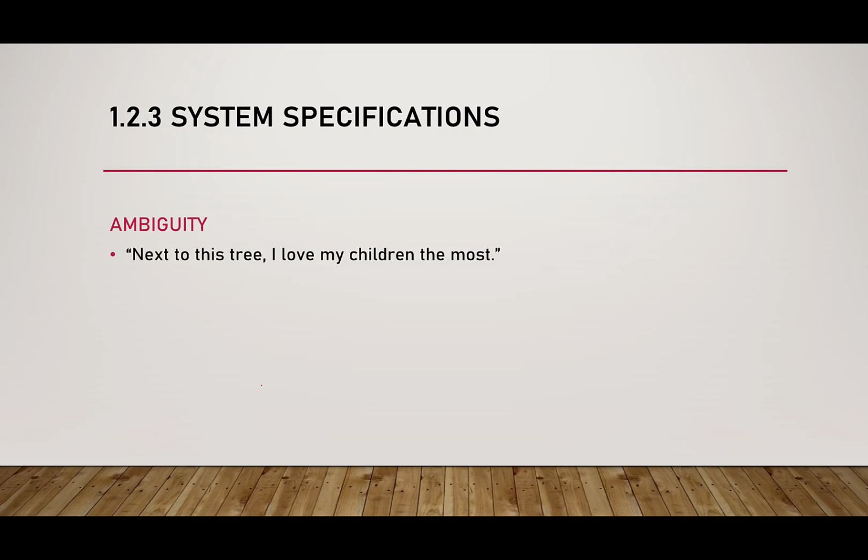Next to this tree, I love my children the most. Now I want you to just pause for a minute and think what that could possibly mean. There's more than one interpretation to what that could mean. Maybe this is a tree that whoever's speaking here just loves more than anything, right? Other than this tree, I love my children the most. It could mean that. I think we'd all agree that it could mean that. Next to this tree, I love my children the most.